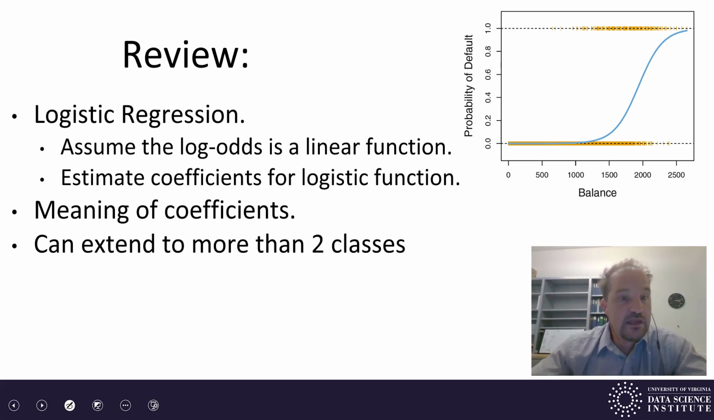We've talked a little bit about the meaning of those coefficients, and we've talked about extending logistic regression for more than 2 classes. And if you want to remember what logistic regression is, you can remember this plot on the top right. I like to think of a graphic that helps me remember something, and this S-shaped probability curve shown in blue is the classic goal of logistic regression, estimating between 2 options.